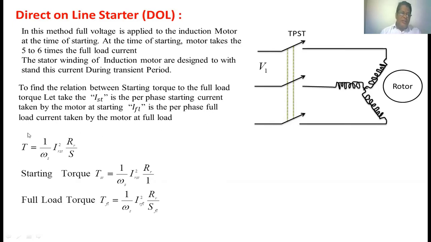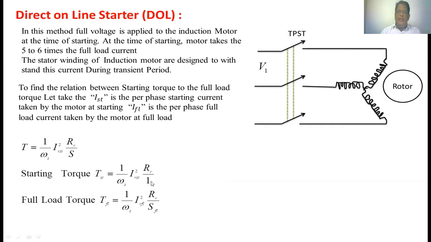Now this is the torque expression for the induction motor. If we observe this torque expression, this quantity is nothing but I square into RR, where I is the starting rotor current. This is the rotor copper loss at the time of starting. R stands for the rotor, ST stands for the starting. Divided by S, it is the air gap power. The air gap power divided by the synchronous speed of the stator flux gives the torque developed in an induction motor. So the starting torque TST equals, in place of slip, you have to take 1. Starting torque equals 1 by omega S, IRST square into RR by 1.